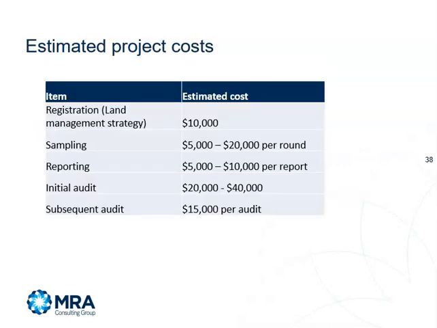Project cost may vary depending on the size and complexity of the project, but the major costs on the ERF side of the project involve the preparation of the land management strategy, sampling, offsets reporting, and auditing. These costs are additional to the cost of carrying out the chosen land management activities and should be carefully considered before choosing to participate in the ERF.